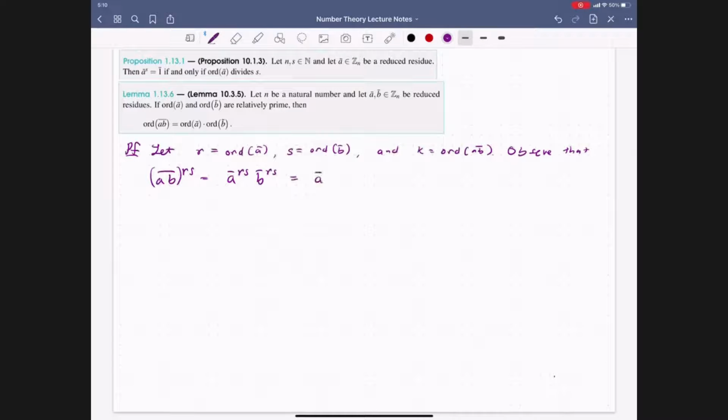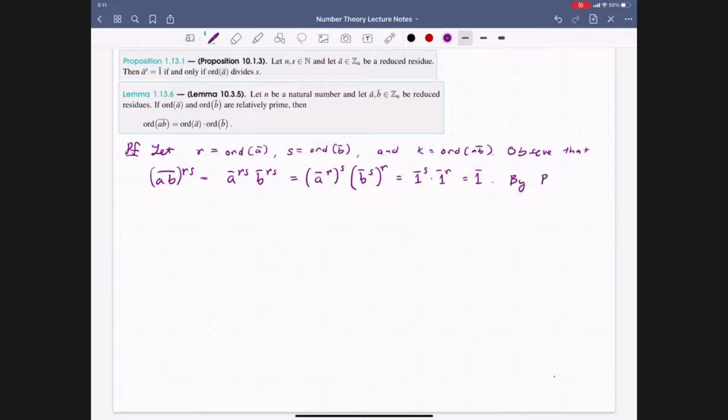But if we do exponent rules once more, we can rearrange this. We know that the order of a bar is r, so we're going to do r on the inside, and then we're going to have an s on the outside. And similarly for b bar, since its order is s, we're going to have s on the inside, r on the outside. And so we are just doing 1 bar to the s times 1 bar to the r, but this is all 1 bar. And so this is equal to 1 bar.